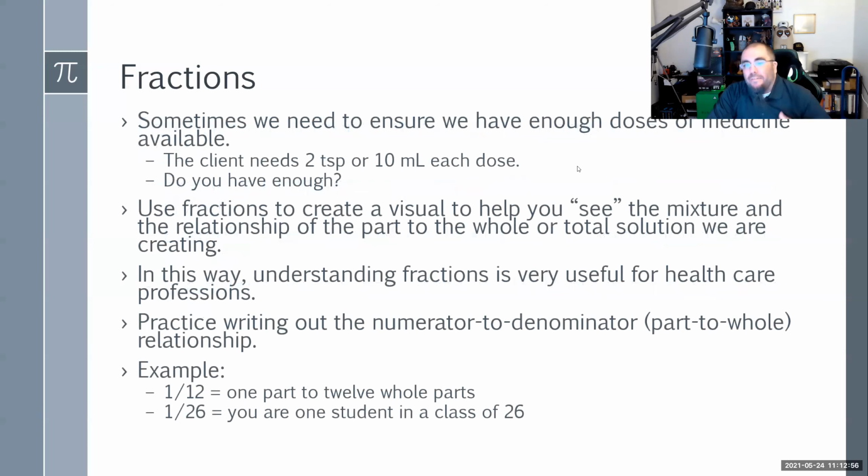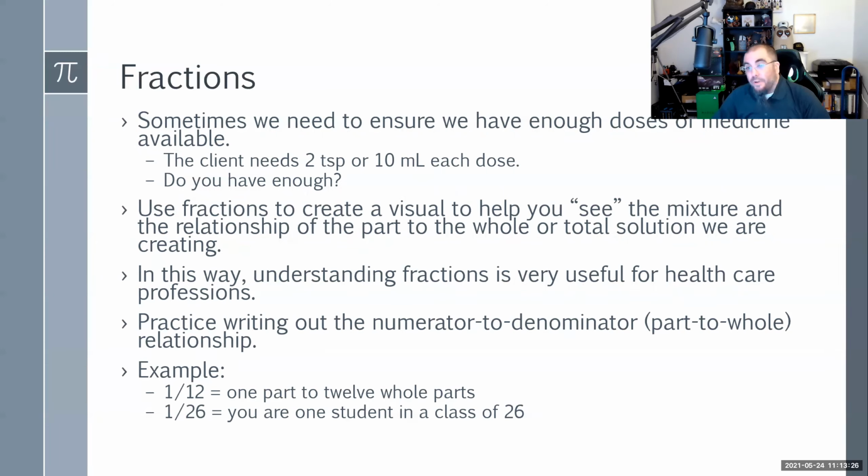Sometimes we need to make sure we have enough dose of a medicine available to treat the patient, right? So the client needs 2 teaspoons or 10 milliliters each dose. This is where you have to be able to do fractions to know if you have enough medication for that patient. We won't be administering medications orally, like nurses or doctors may, but we will be administering medications transdermally through their skin.